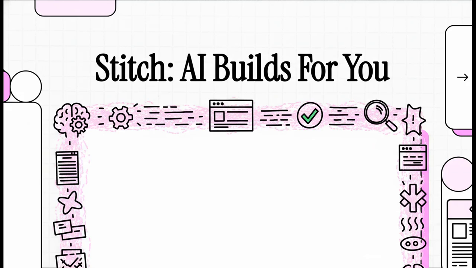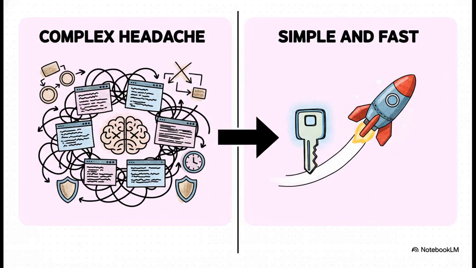Imagine this. You tell an AI your vision for a website, and then you just sit back and watch it build the whole thing. I mean, the entire thing, from scratch. Sounds like science fiction, right? Well, it's not anymore. Today, we are breaking down a massive update from Google's design tool, Stitch, that makes this a reality.